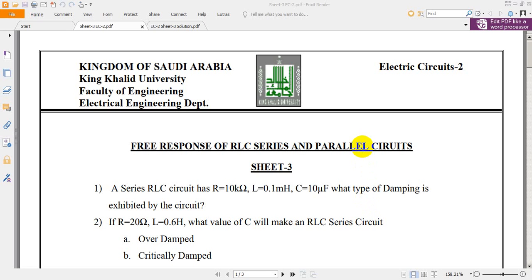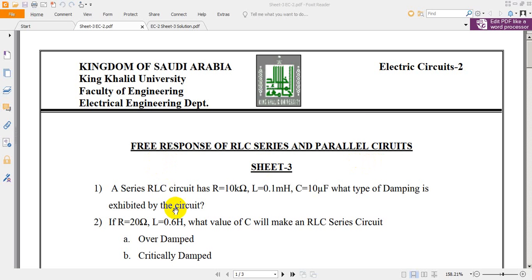Welcome to the tutorial sheet 3, in which we are going to see the free response of RLC series and parallel circuits. In today's session we will be discussing only about RLC series circuits.